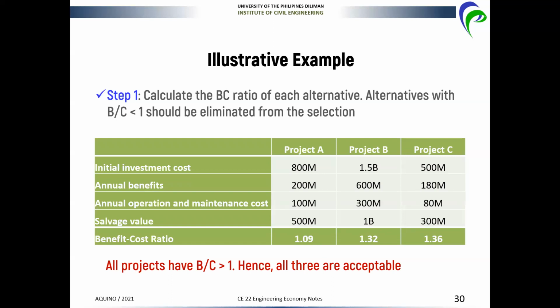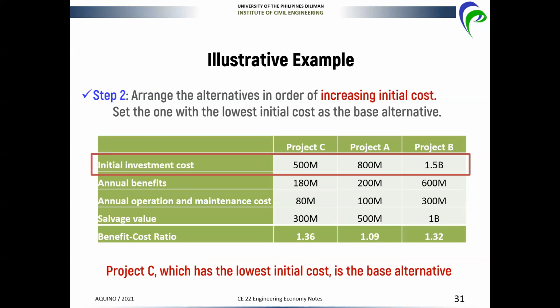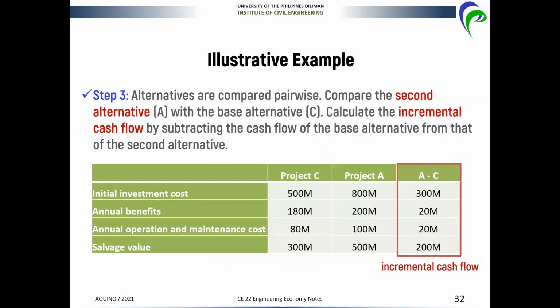Our step 2 is to arrange them in terms of initial investment cost. So the initial investment costs are 500 million, 800 million, and 1.5 billion. So projects C, A, and B. Next, we get the incremental cash flow of project A and project C, since they are the two cheapest. So this is their incremental cash flow. And from there, we can calculate the benefit cost ratio.